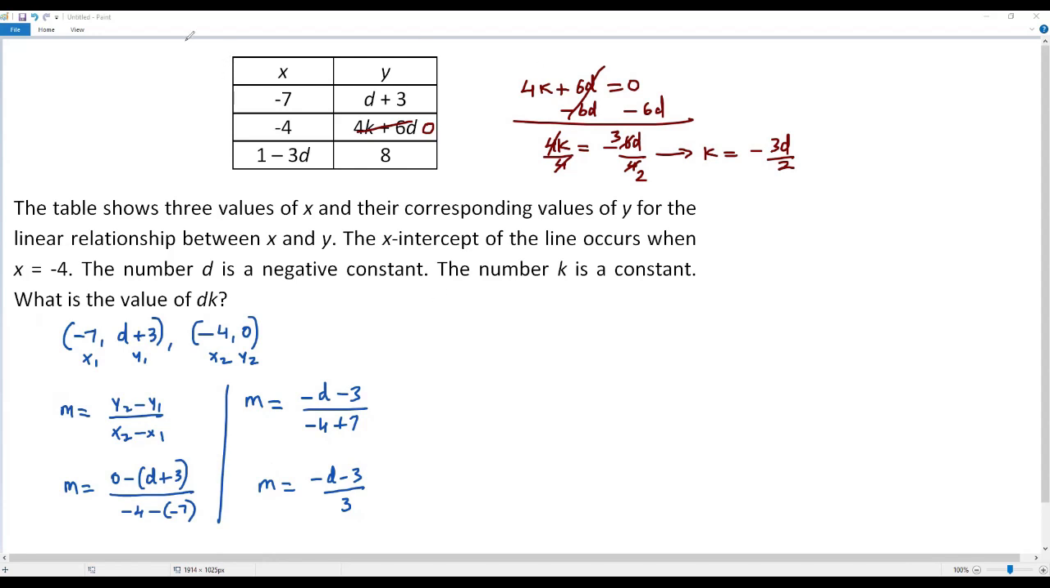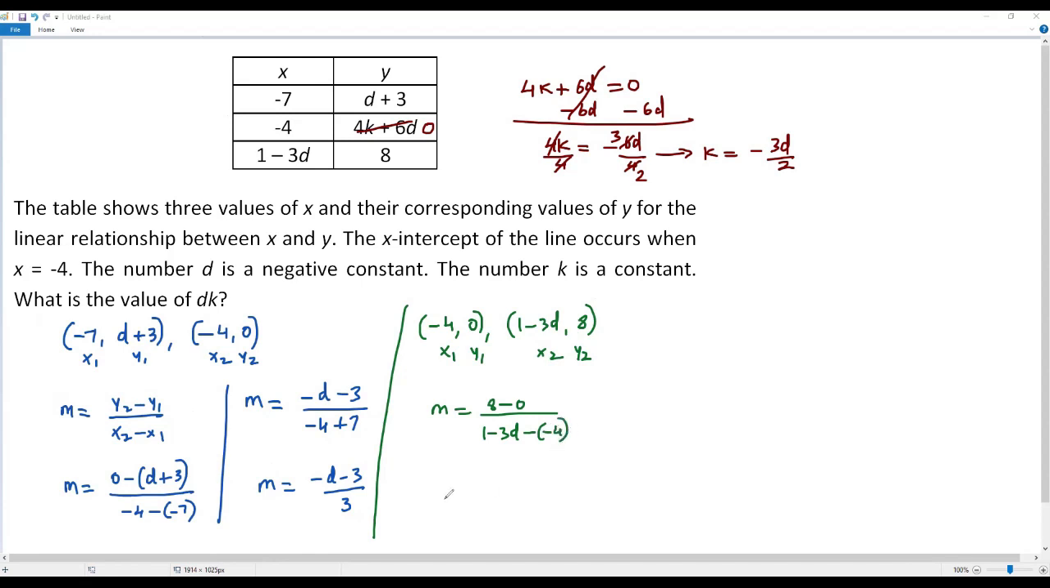Okay, now let me get the slope of the same line using the next 2 points, that is second point and third point. Let me write over here (-4, 0), and the other point is (1, 8 - 3d)... I take this as (x1, y1) and this is (x2, y2). Now let me use the same formula. In this formula, we have to plug in the values for y2, y1, x2, x1. Then I'm getting 8 minus 0 in numerator, and in denominator, 1 - 3d minus, the value of x1 is -4. I'm getting m equals 8 minus 0 is 8, and 1 - 3d + 4. Then I'm getting m equals 8 divided by, when I combine this 1 and 4, I'm getting 5 - 3d.